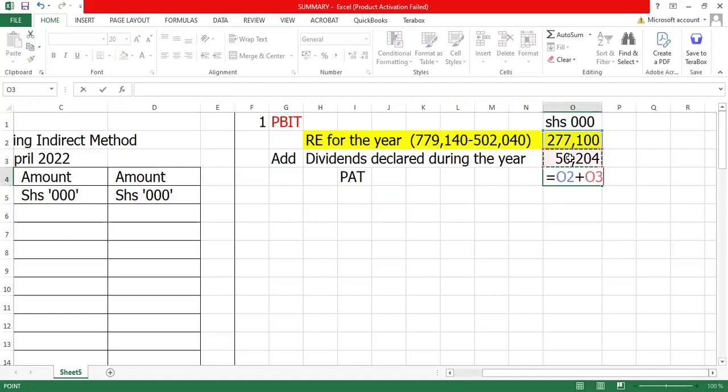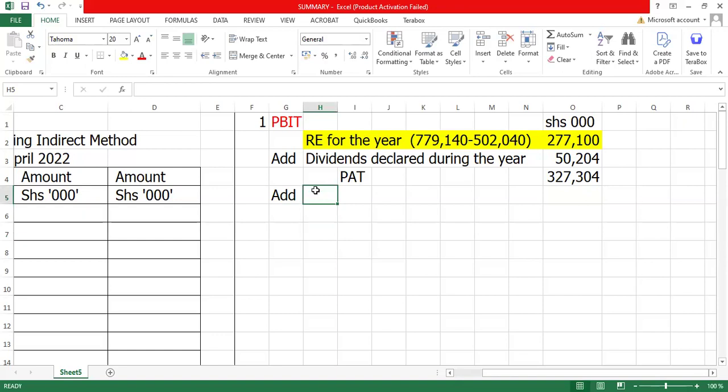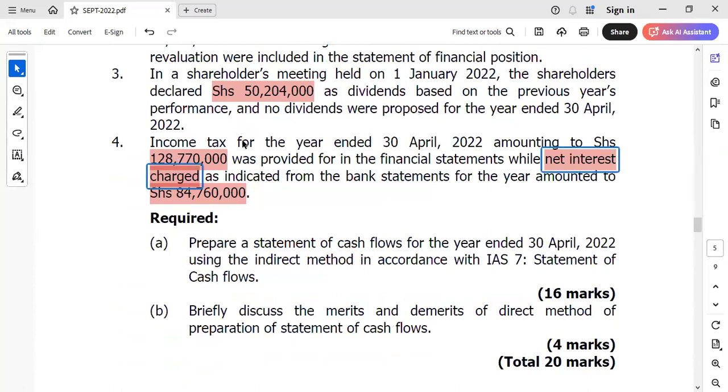But for you in an exam, you don't need to do that. For you, you simply list. We are working backwards to get profit before interest and tax. So you add what? This is profit after tax. So I add back the tax, the income tax for the year. What is the income tax for the year? They gave us the income tax for the year. It was this one. So you just bring this.